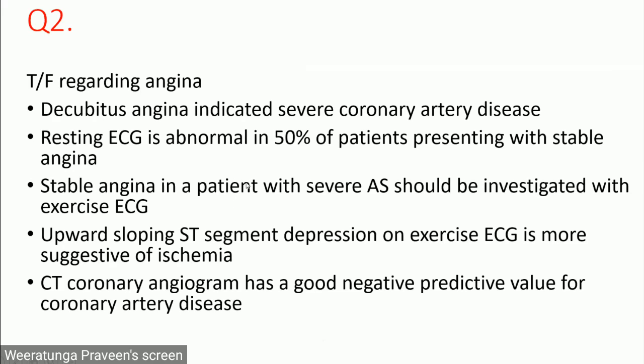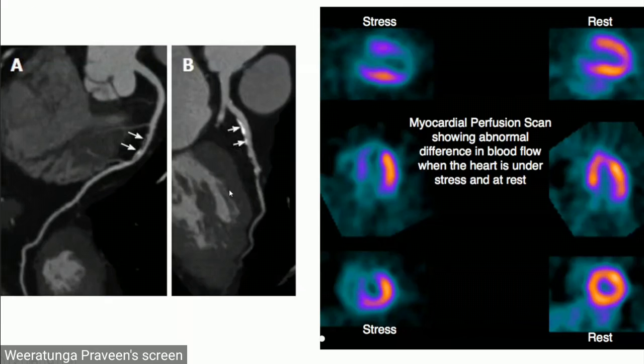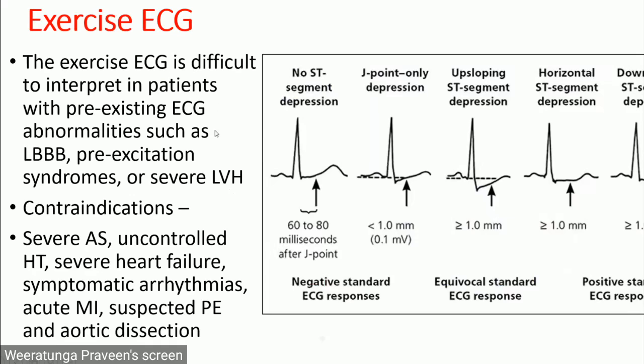Right. So unfortunately, we don't have a lot of these things. Exercise ECG is what we have, right? And remember, there are certain contraindications for exercise ECG. AS is a contraindication, and I have given all the contraindications, and I will send this to you as soon as we finish today's class so that you can go through, right? So these are all contraindications, AS, etc. The exercise ECG is very difficult to interpret if they have pre-existing ECG abnormalities, like left bundle branch block, for example. It is very difficult to interpret in that situation.